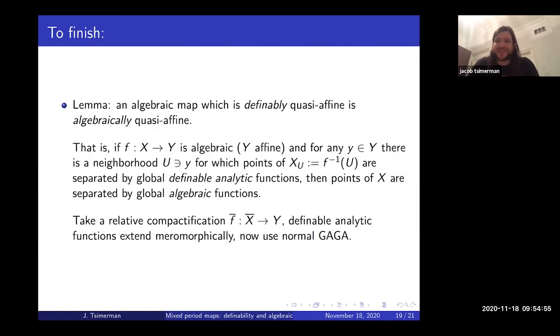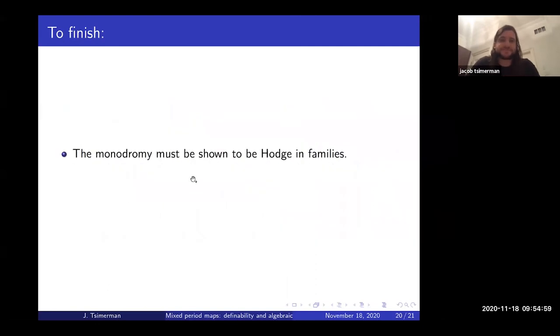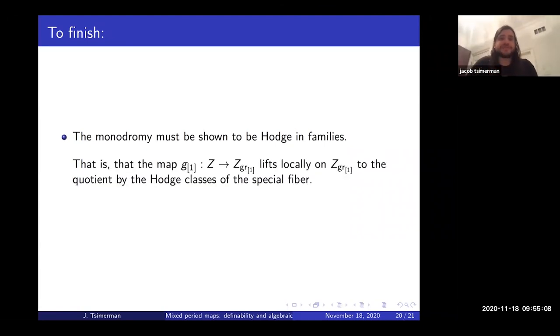This is sort of known. This is another advantage of working in the definable analytic world instead of the analytic world. Okay, so now to finish, how do you upgrade from just points to the whole thing, even in definable neighborhoods?